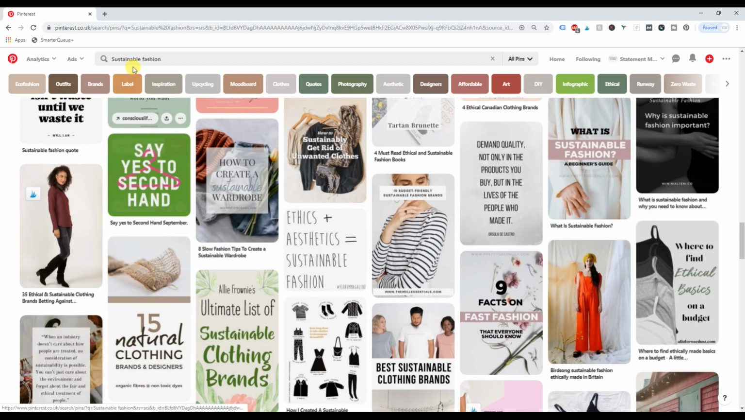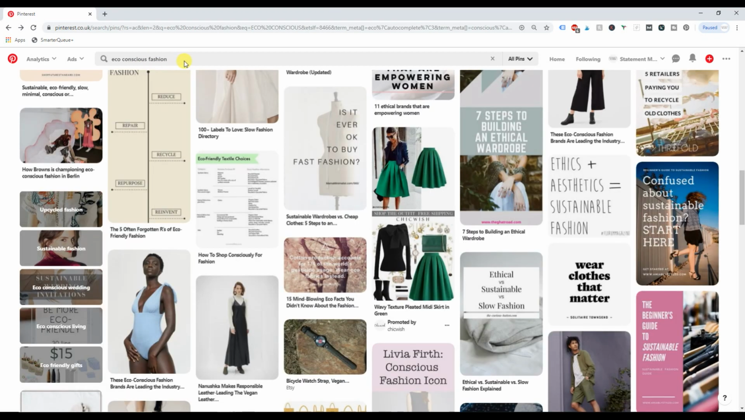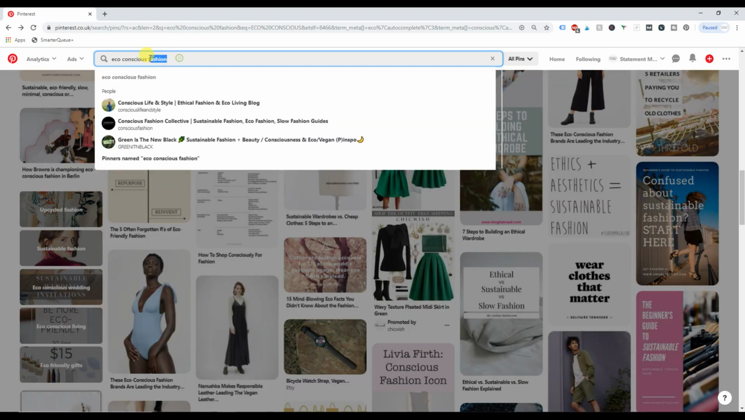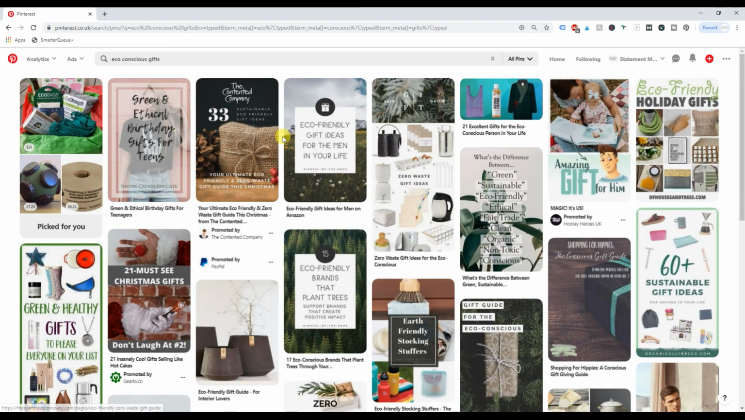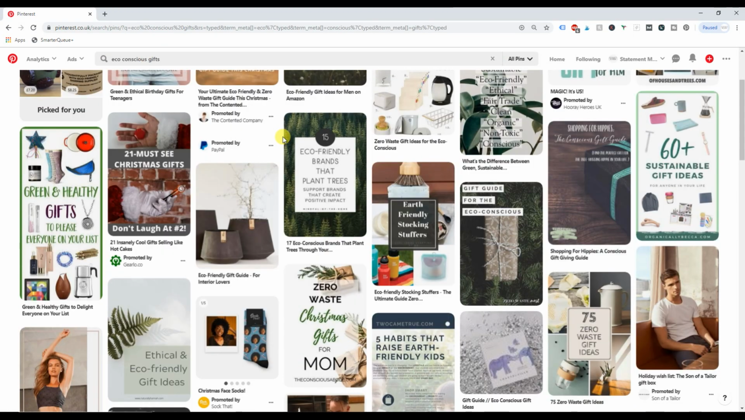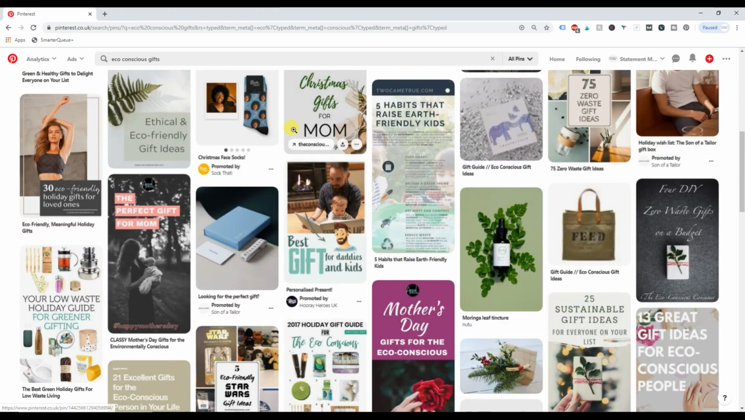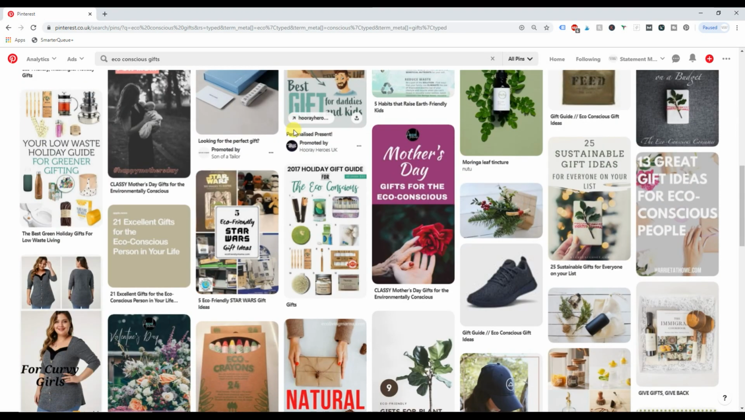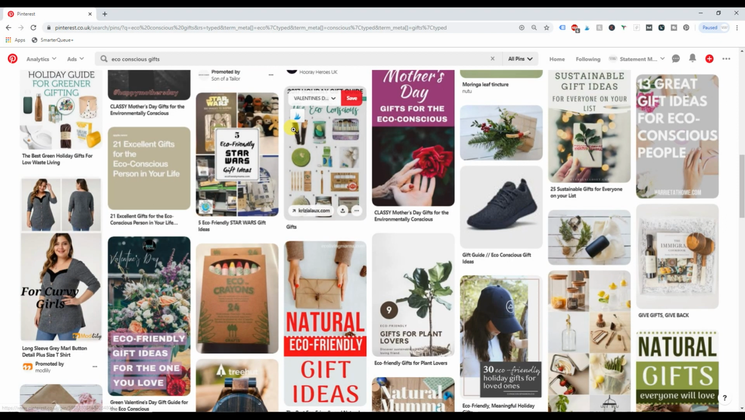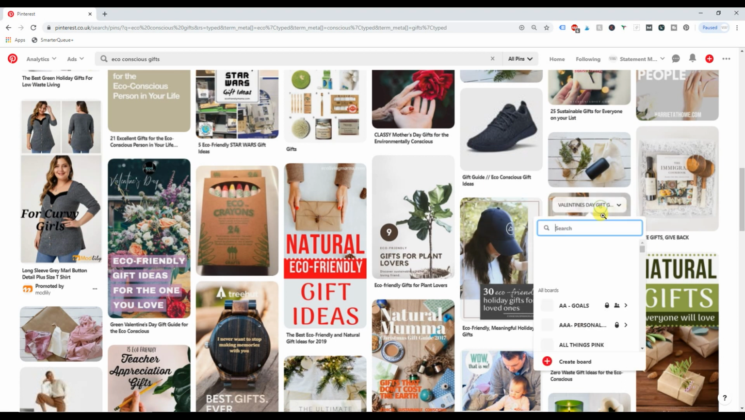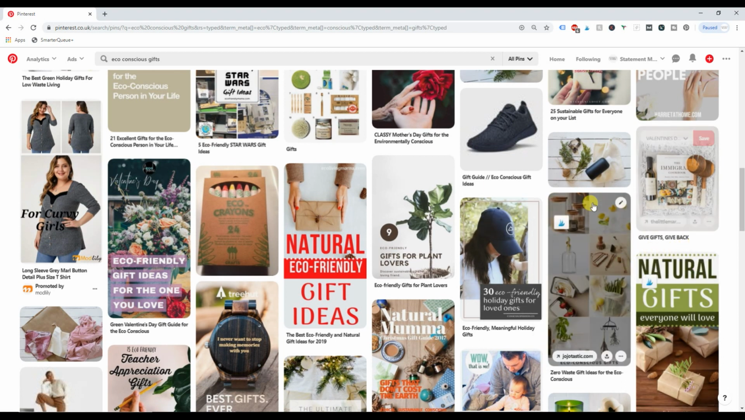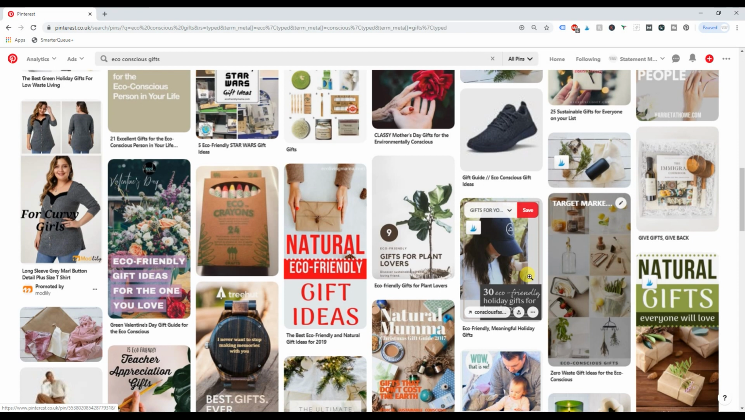So now I'm going to go back onto my previous search and go to eco-conscious gifts, and just have a look and see. Maybe there is something in this search, maybe not. Nothing that springs to mind. Although I do like this pin. This is very much in the vibe of what I think my target market would like.